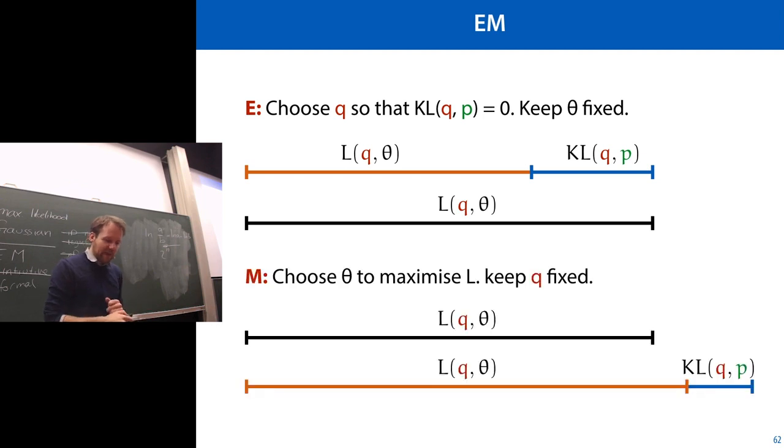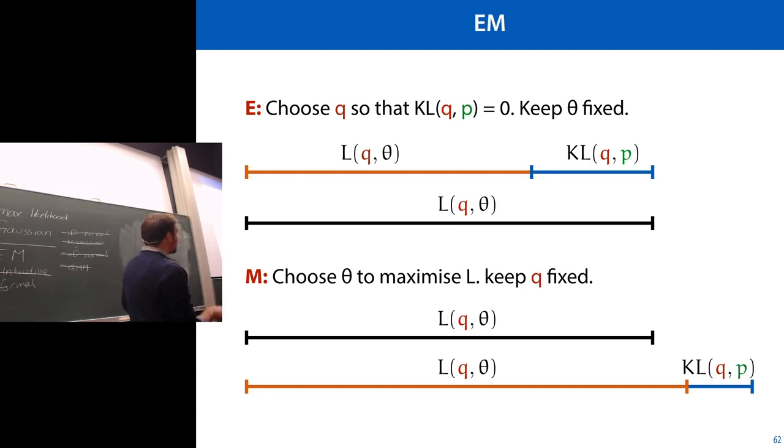And then in the M step, we do the other way around. We choose theta to maximize L, keeping Q fixed. So if we start with this L, keep Q fixed, and choose theta to maximize L, then the length of this L bar is going to either stay the same or get bigger. Either we are already at the maximum and it stays the same, or there's some other maximum that we can find and it gets bigger.